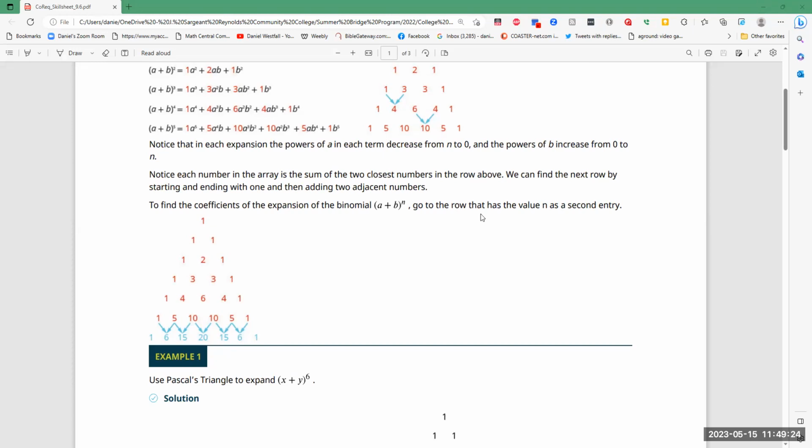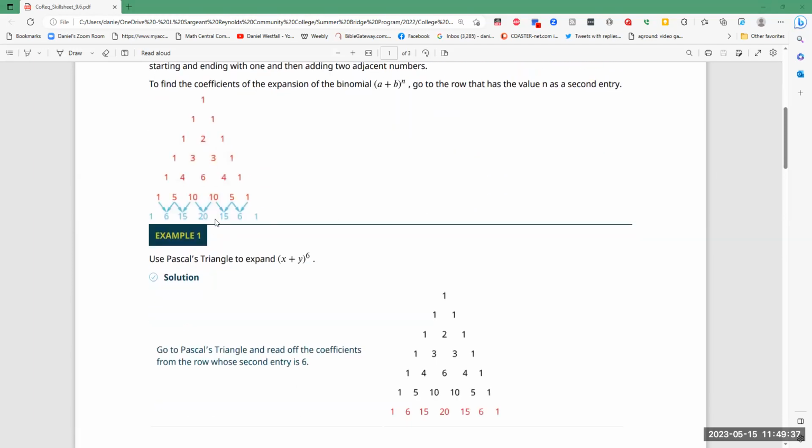with n being 6. And so you can bring the ones down. 1 plus 5 is 6. 5 plus 10 is 15. 10 plus 10 is 20. 10 plus 5 is 15. 5 plus 1 is 6, and so on. So since we have those numbers in blue there, we should be able to read those as the coefficients.